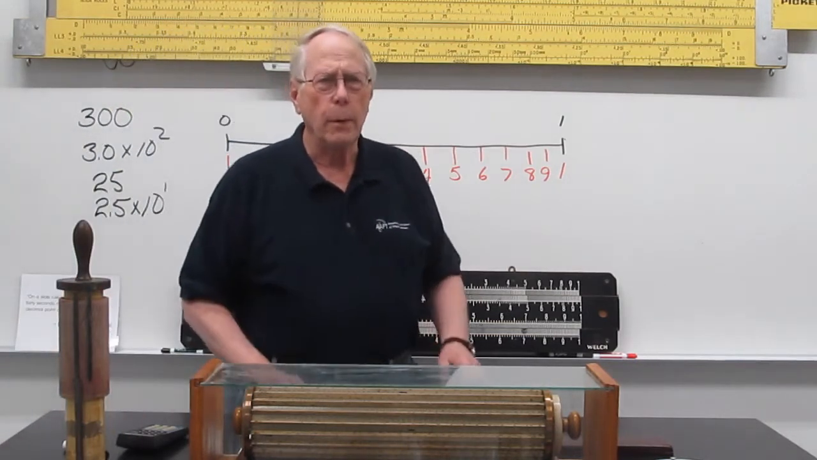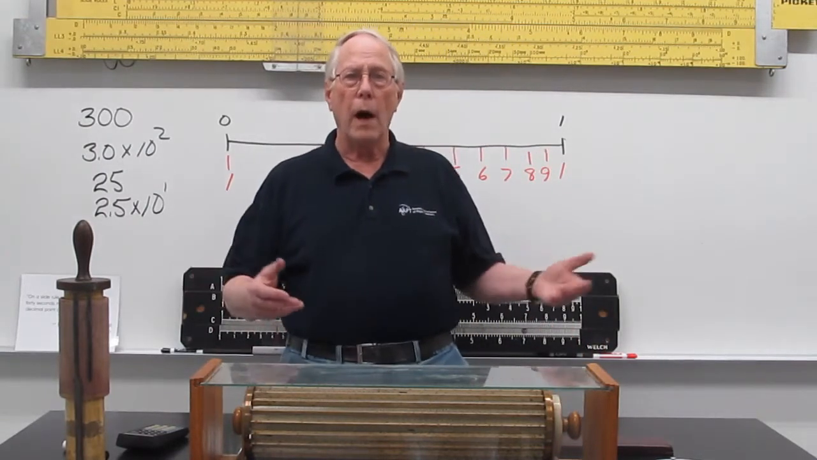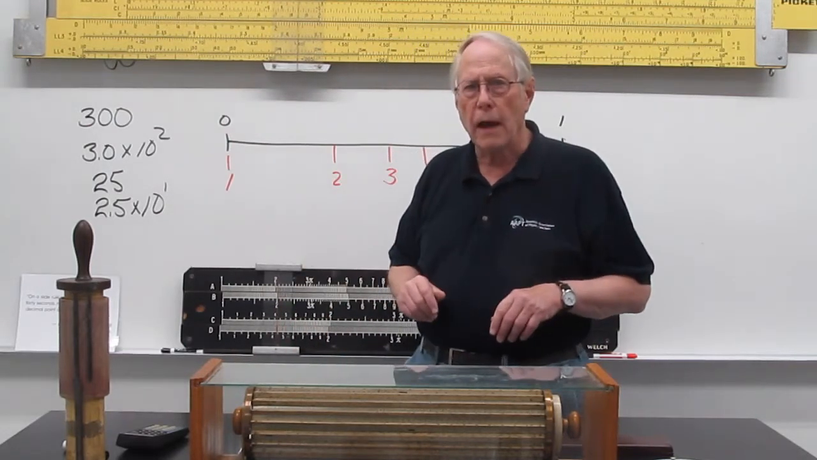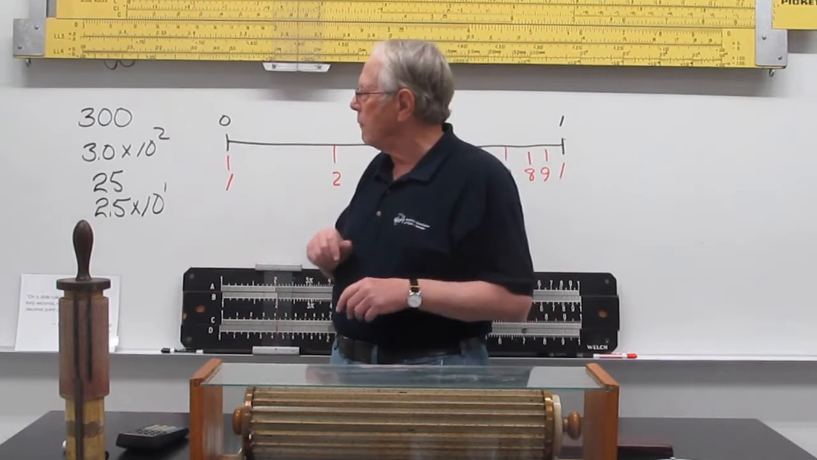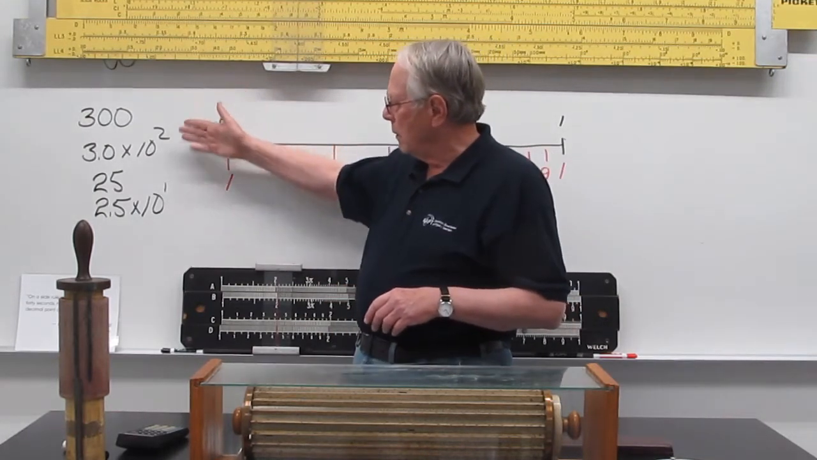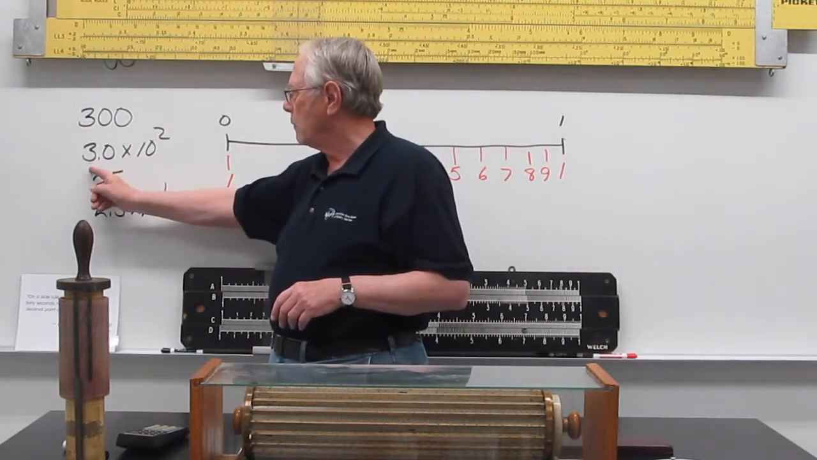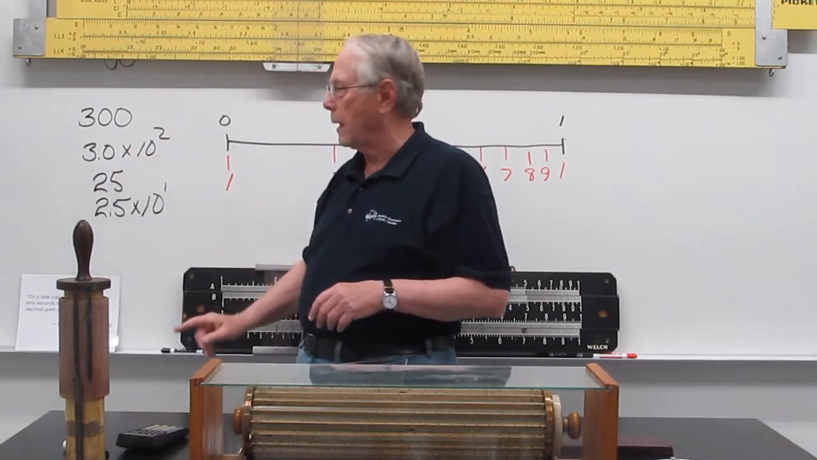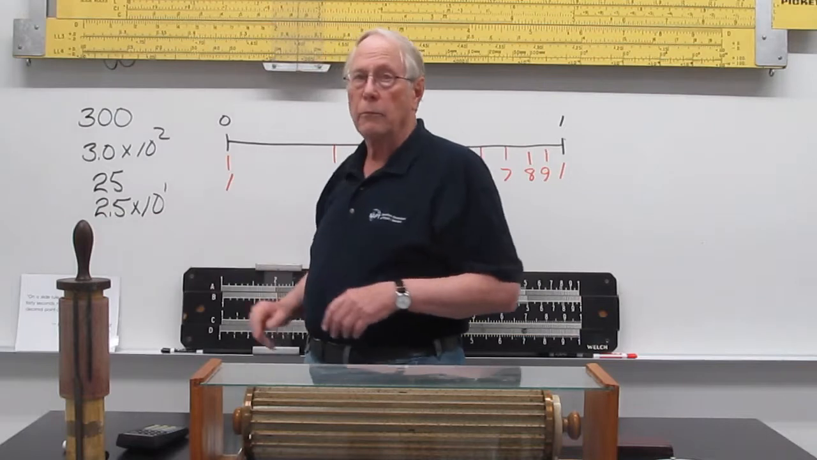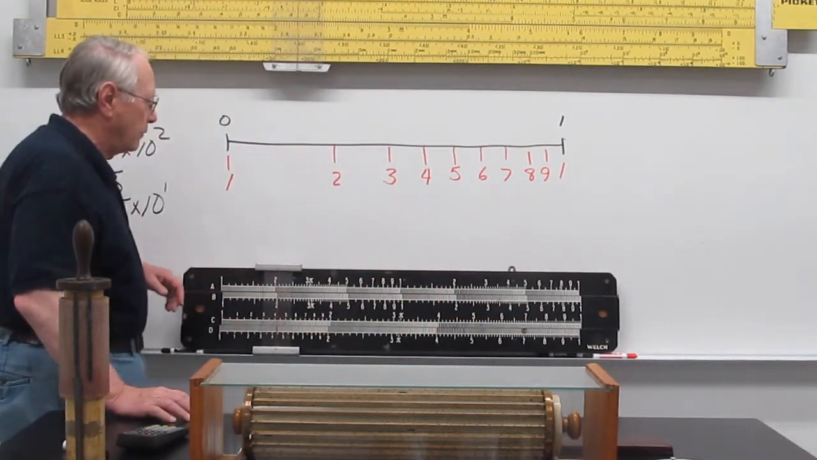But in physics, we often have lots of numbers much larger or much smaller than 1 or larger than 10. But we can use scientific notation to turn any number into a number between 1 and 10. 300 can be written as 3.0 times 10 to the second. 25 can be written as 2.5 times 10 to the first. So let's see how we might calculate something on a slide rule.